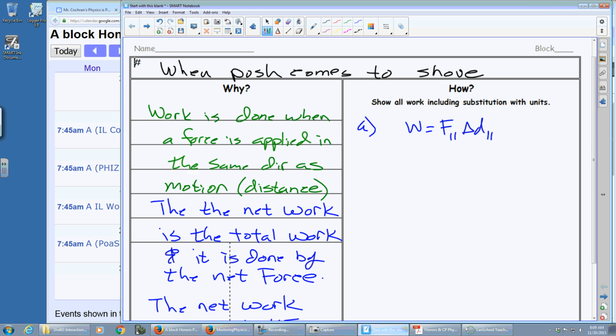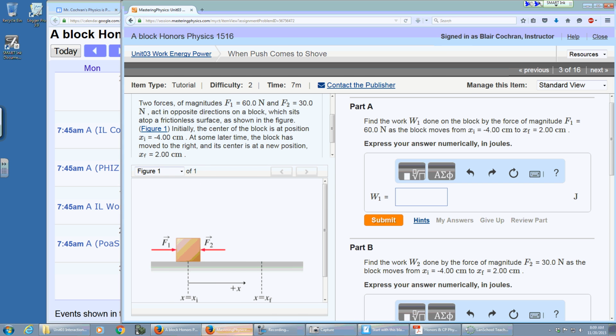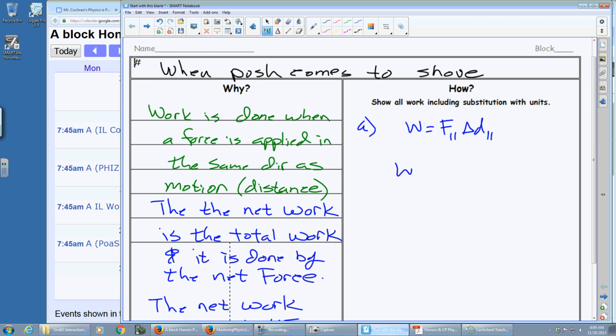So now of course I need to remember the 60 newtons. So my work is going to be my 60 newtons times my 0.6 meters. Do I need a positive or negative on that? No, because it's a scalar. It has no direction. You guys are animated this morning. This is good.